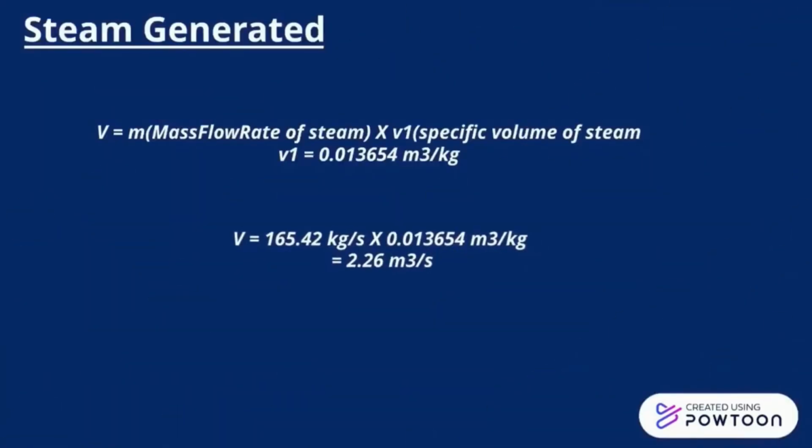Then, for the steam generated, we will be using this formula to calculate the steam generated by multiplying the mass flow rate of the steam and the specific volume of the steam. So here, the specific volume of the steam is equal to 0.013654 meter cube per kilogram. Then, we will get the steam generated, which is 2.26 meter cube per second.